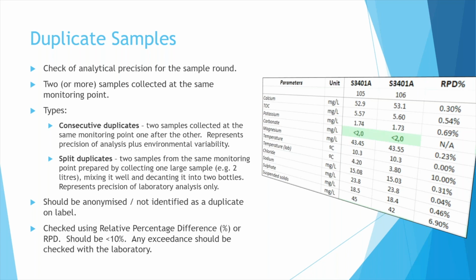There's an illustration on the slide there of some very low RPD results. A lot of those parameters are conservative, though. So for some of the less conservative or non-conservative parameters, the RPD percentage can go up quite a bit more, just to bear that in mind.